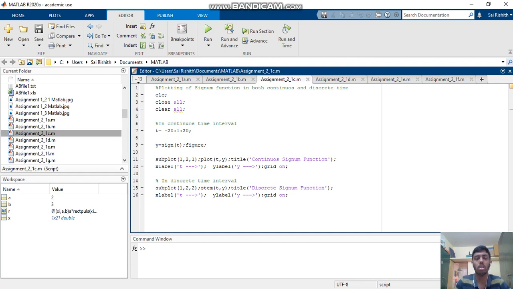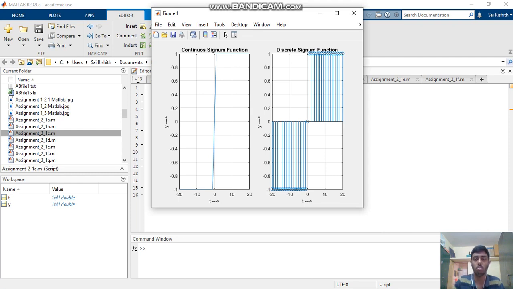it is the signum function. I think everyone knows: less than 0 the value will be -1, greater than 0 it will be 1. Running this program, it is an inbuilt function, sign. So this is the signum function. This is a continuous and discrete one.